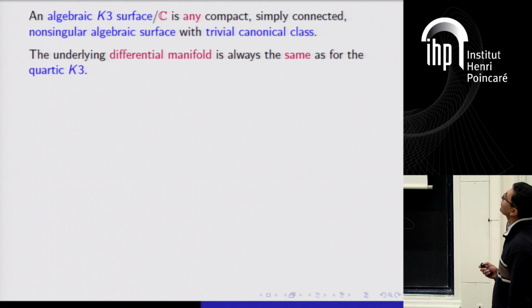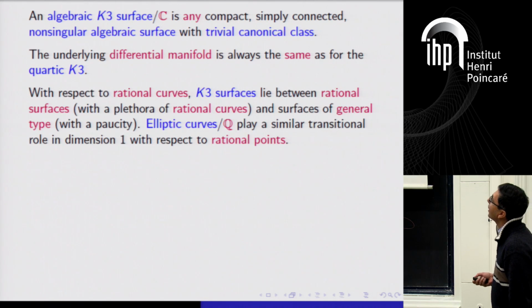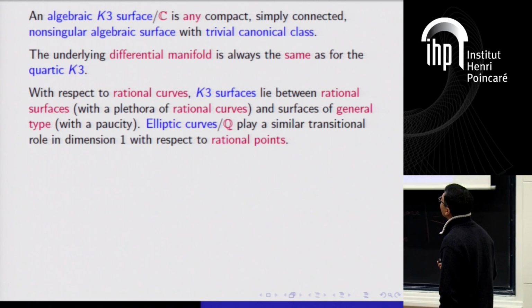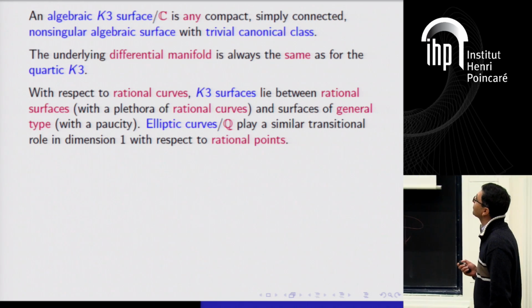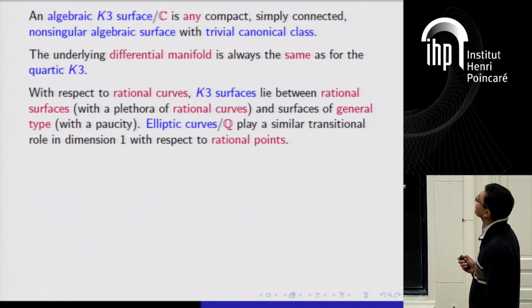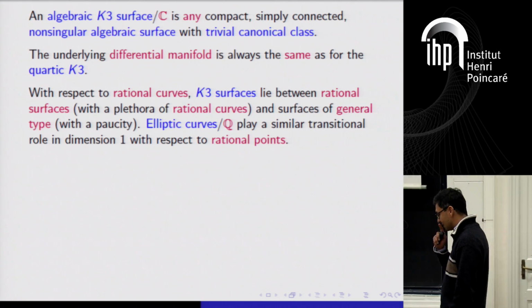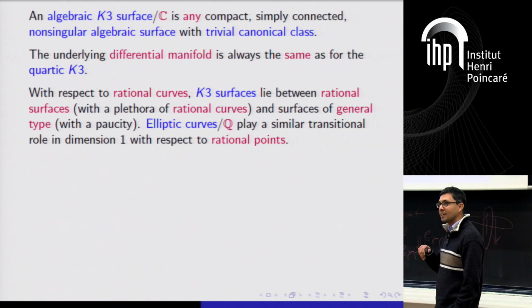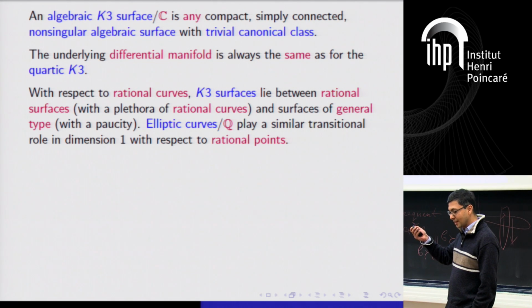So for a K3 surface, the underlying differential manifold is always the same. It's just that quartic. All that's changing is the different holomorphic structure. And the point I wanted to make here is that with respect to rational curves, K3 surfaces lie between the rational surfaces with lots of rational curves and surfaces of general type with none, or a paucity. And this, in the study of surfaces, is a little bit like elliptic curves.